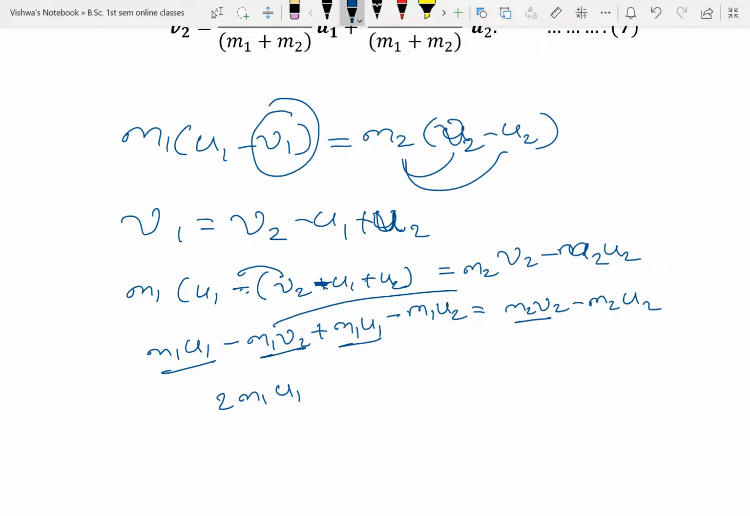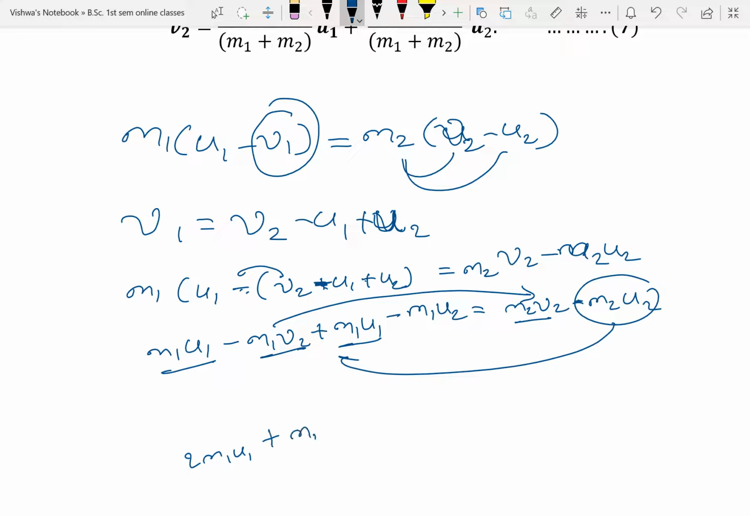Now bring this into the right hand side, and this into the left hand side, then it becomes 2 m1 u1. When you bring this into the left hand side, the minus that was there initially becomes plus of m2 u2, and then here minus of m1 u2, and now take this into the right hand side, then it becomes plus, equal to m2 v2 plus m1 v2.